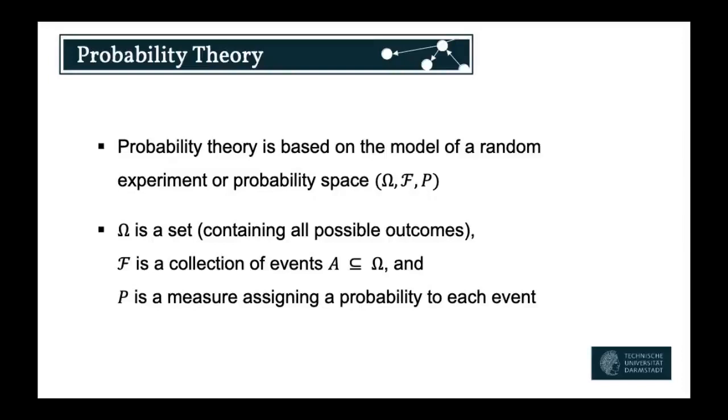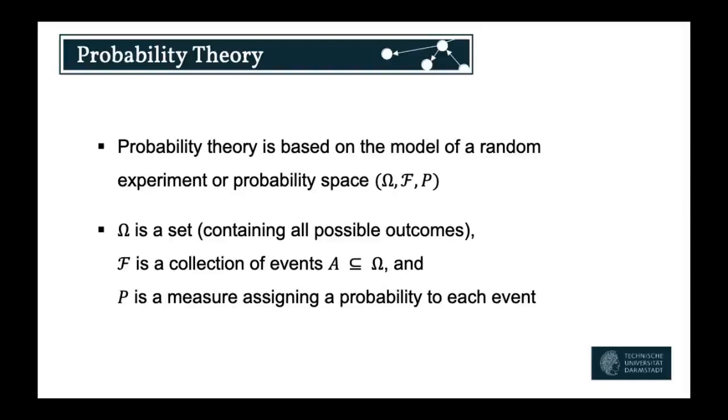Well, essentially, probability theory is based on a model of random experiments, or a probability space, right? It's a tuple of these different objects here, and I've denoted here what these objects mean. So omega, big omega, is a set containing all kinds of possible outcomes. In a minute, we are going to do an example to understand more what this really means.